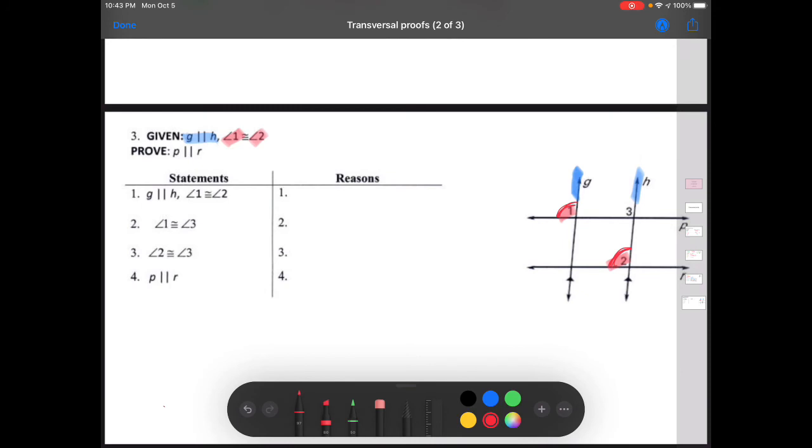So on the reasons list, again, number 1 is always the given. Number 2 says 1 is congruent to 3. So look at the graph. See 1 and 3. Right, here's 1, here's 3. Those are corresponding angles, which are always congruent.